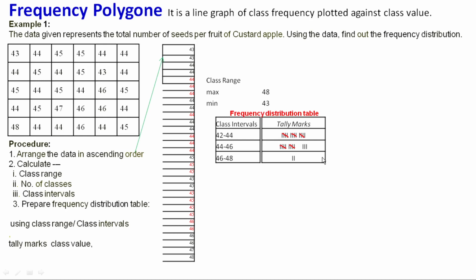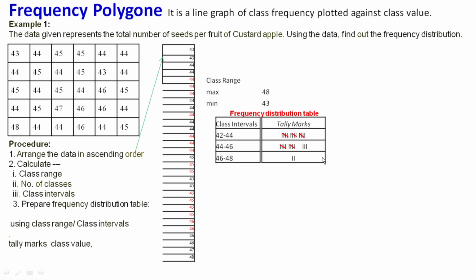So I think you have understood this one, okay. So all 46s are here in the second, all 44s are in the first one, okay. If there was a further class of 48 to 50, then all 48s will be in the fourth one. So I think the concept is now clear. So we can make a frequency of that one.